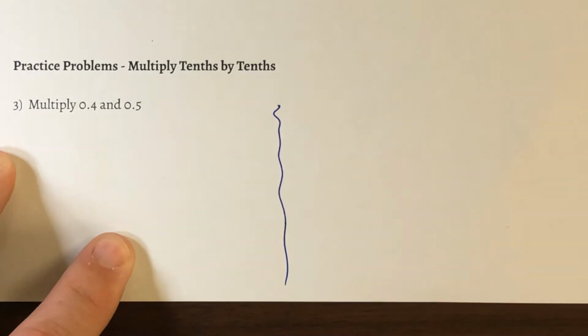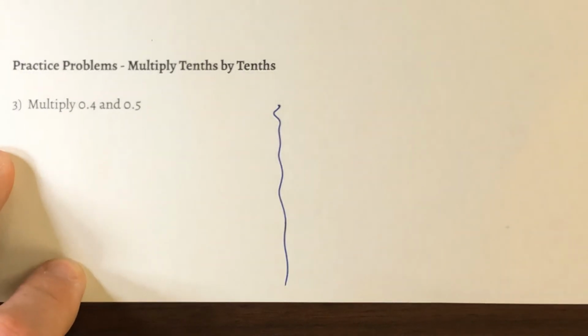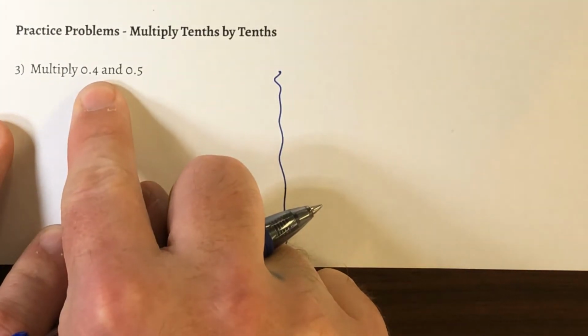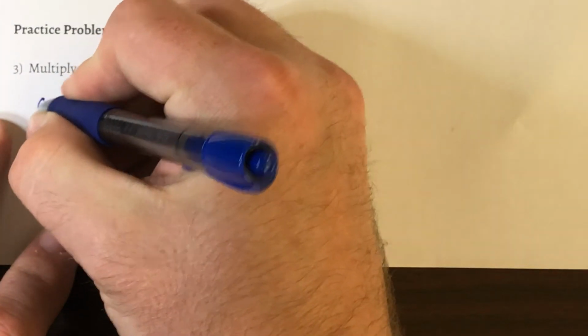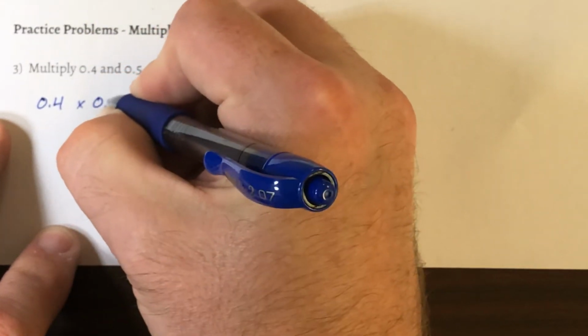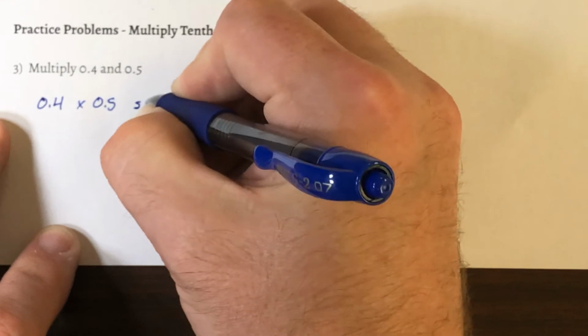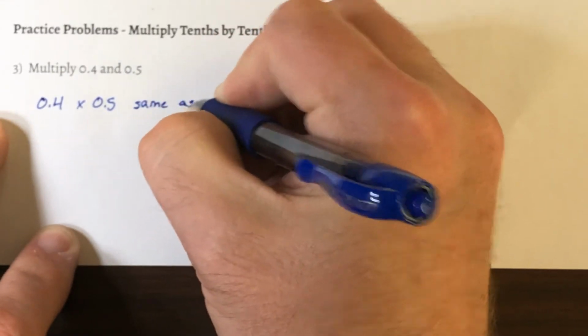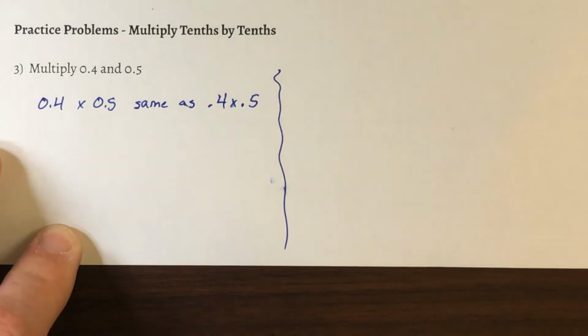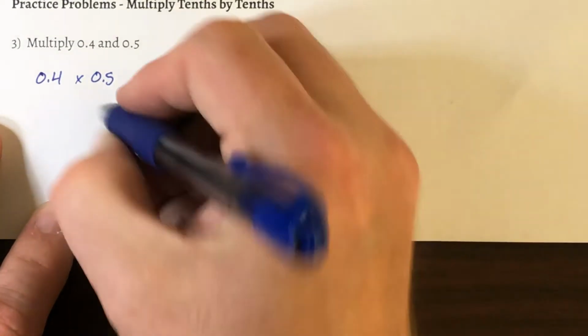All right, I'm going to show you 2 different ways to do this. No, it doesn't involve pictures. So 4 tenths times 5 tenths. Again, remember that's the same as 0.4 times 0.5. I don't need those zeros. They're not sandwiched. Okay, let's start this.